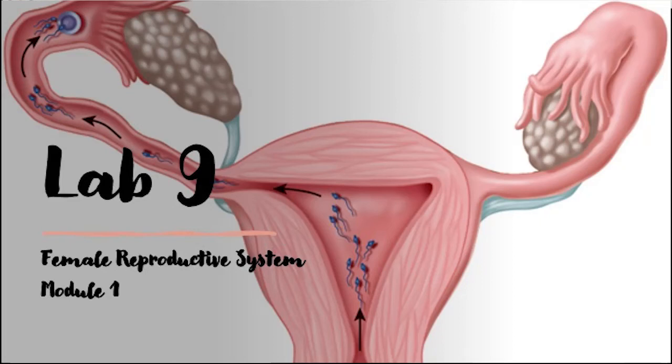This video, Module 1, will be on the female reproductive system, and I will be using anatomical models. The female reproductive organs located within the body cavity make up the internal genitalia. The internal genitalia are located primarily within the pelvic cavity and consist of the ovaries and the ducts.